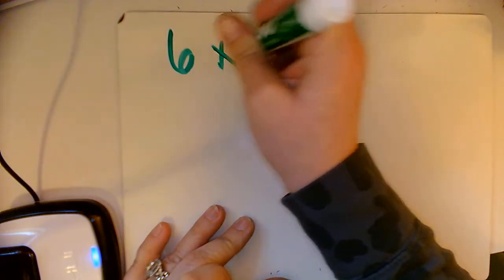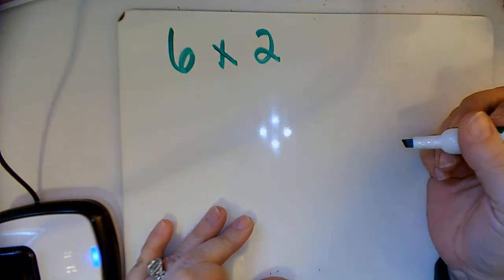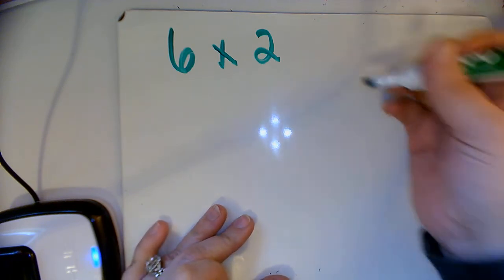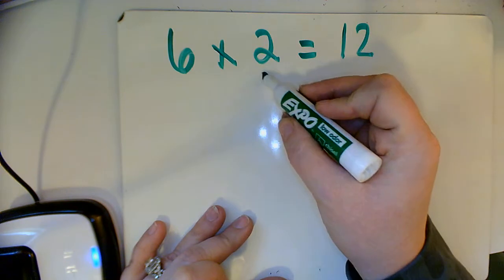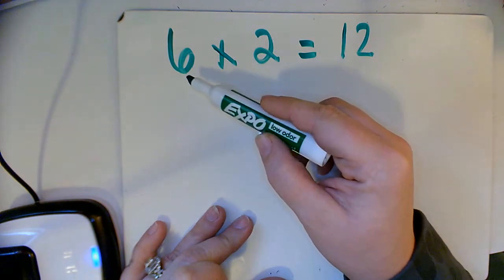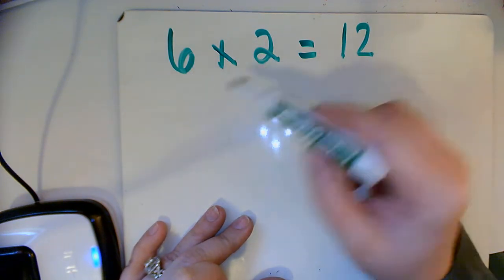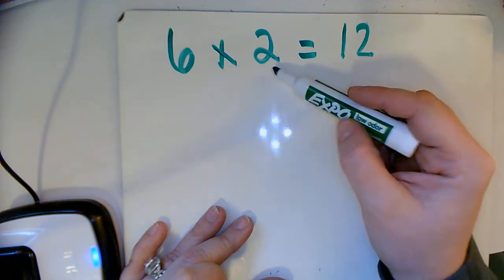So just to get our thought process of what multiplication is. Okay, so remember multiplication is repeated addition. So if I had 6 times 2, well, we know that is 12. And I could think of this as 6 copies of 2, or 6 groups of 2.